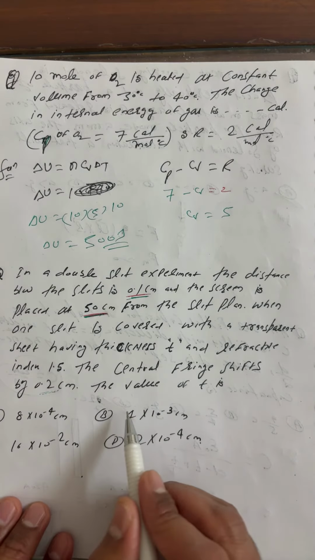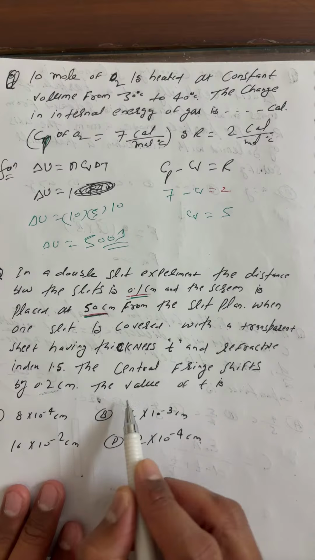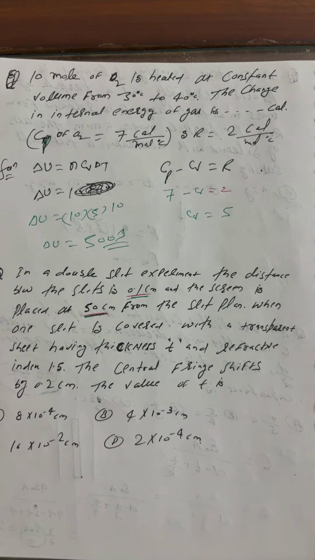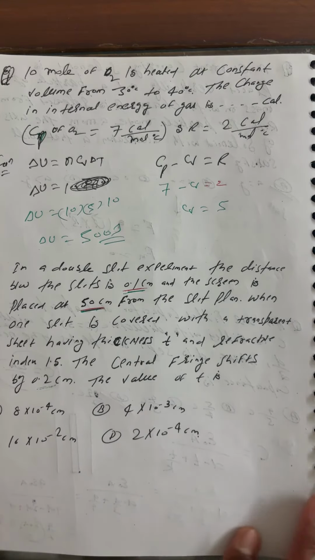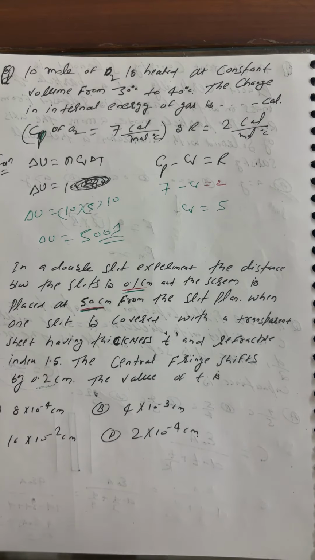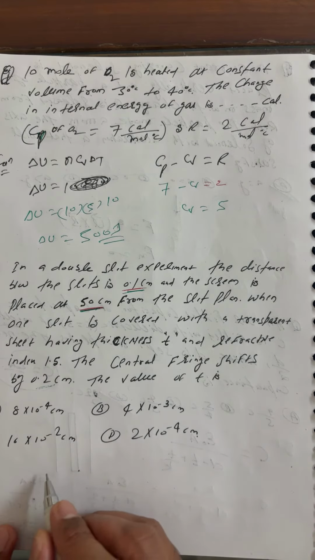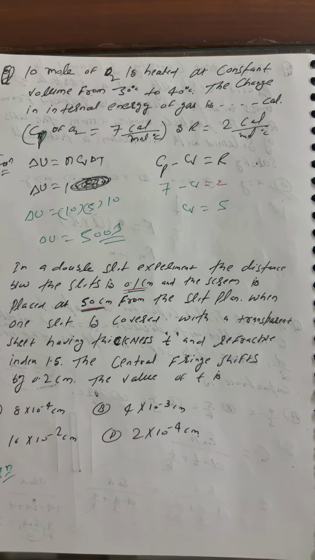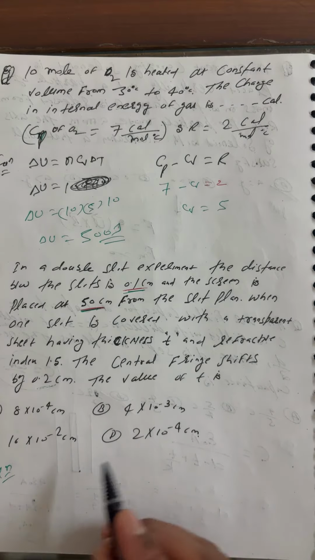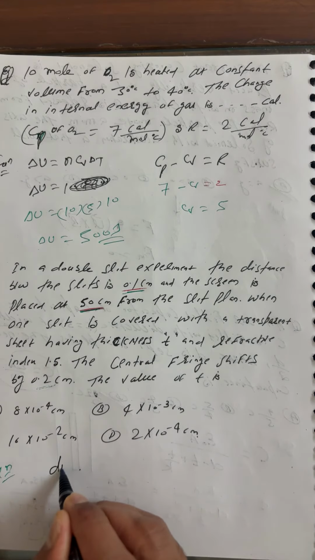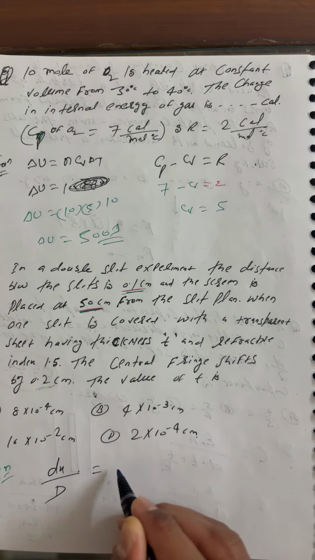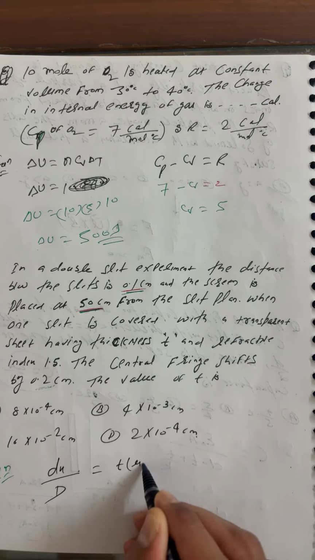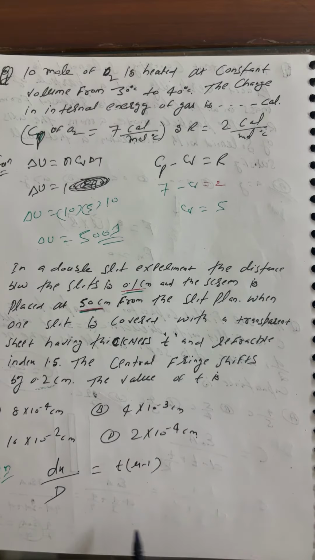Again, it's an easy question. The statement looks long. The value of t means we need to find the thickness. For the thickness, there is a formula we can use directly. The formula is d times x by D is equal to t times (mu minus 1). We need to find t basically.